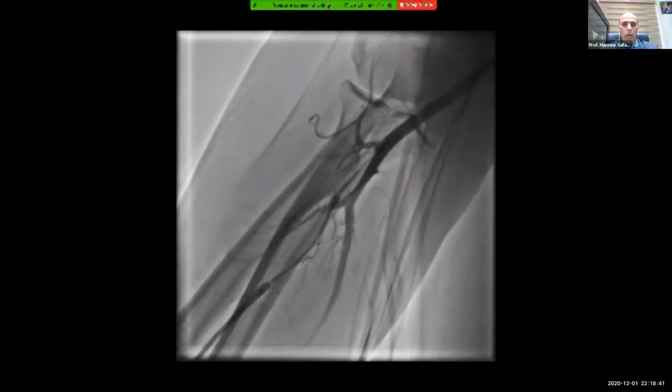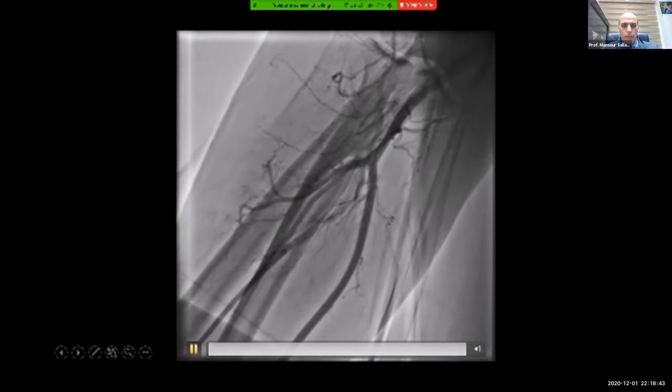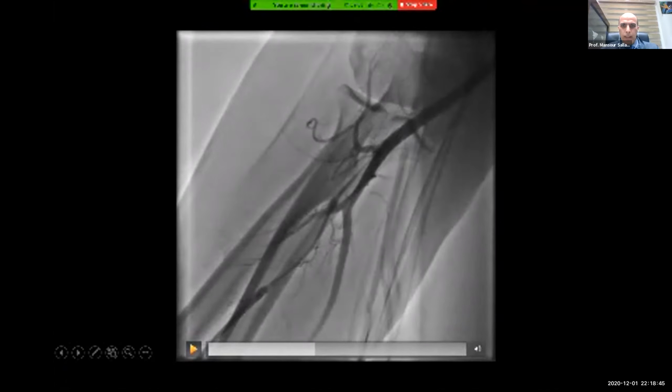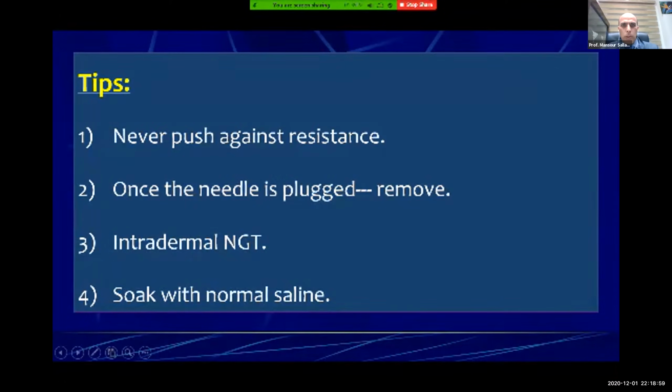Why did I fail to advance the wire? I think it was very clear that I had a spasm, just proximal after the origin, from the origin till the mid segment of the radial artery. And I think we have to report that: once you cross and insert your sheath, please document what the problem was. So never push against resistance, please. Once the needle is plugged, please remove it. It's very small.